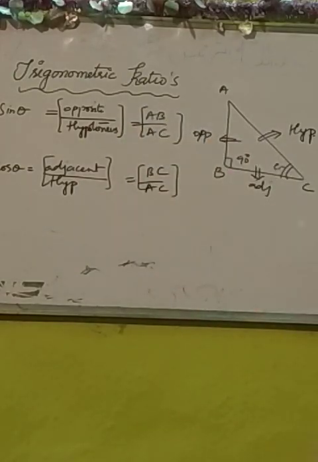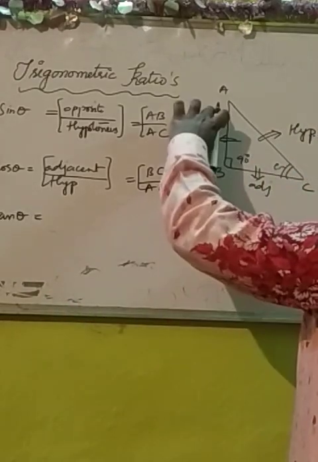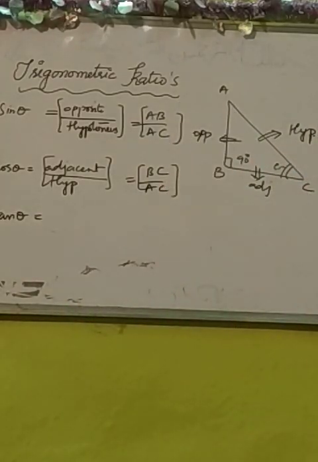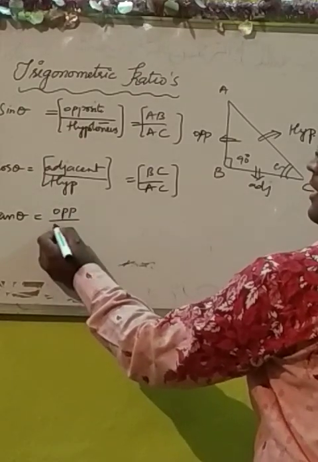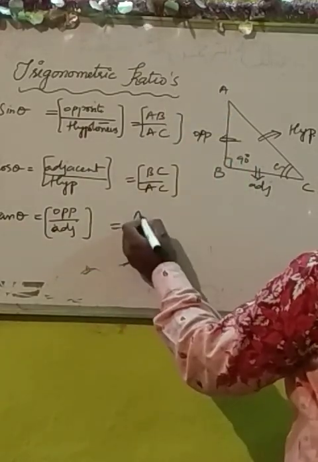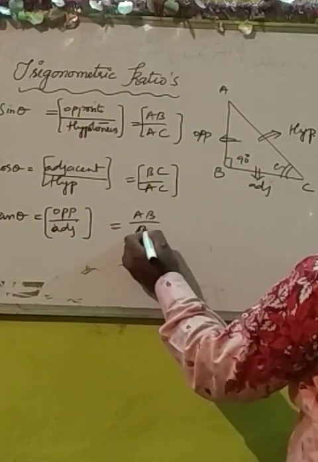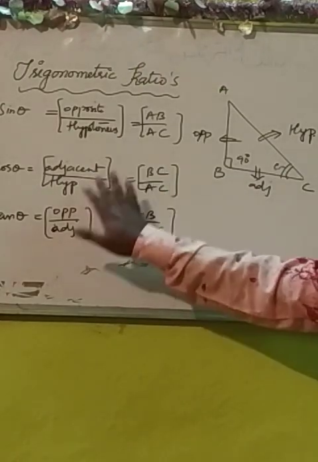Similarly, the next ratio is tan theta. What is tan theta? Opposite by adjacent. Tan theta we can write as opposite by adjacent side. What is the opposite value we have? We have AB, and the adjacent we have is BC. So that is tan theta. So these are the basic trigonometric ratios.